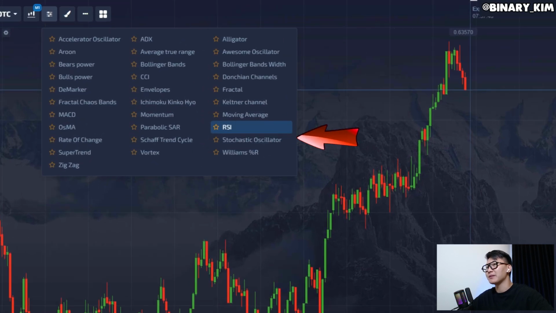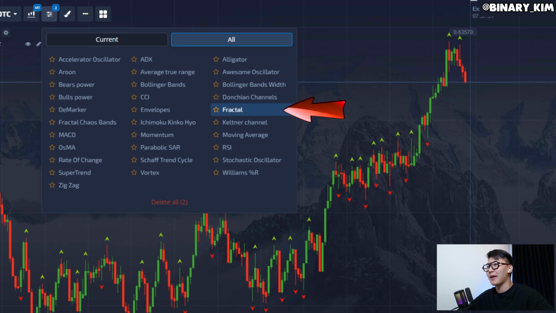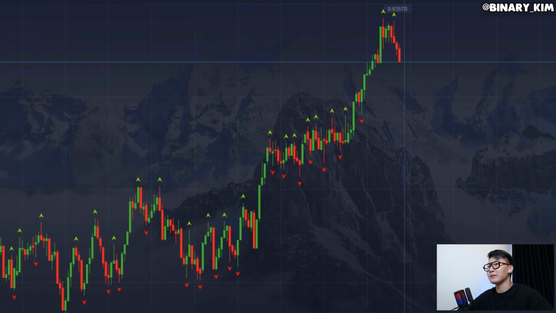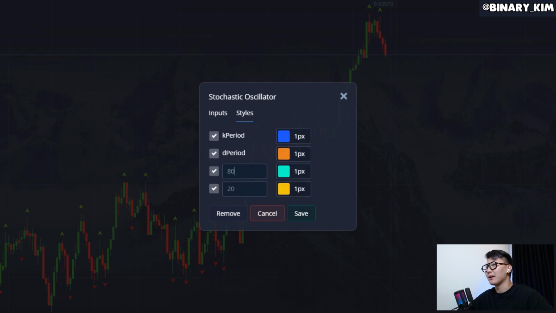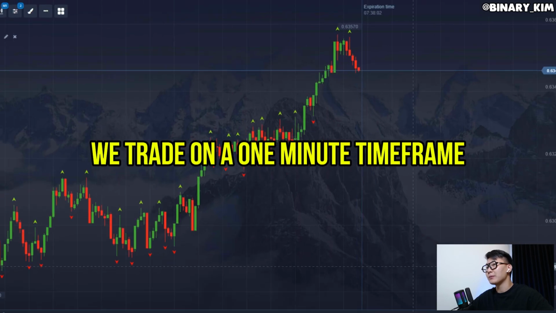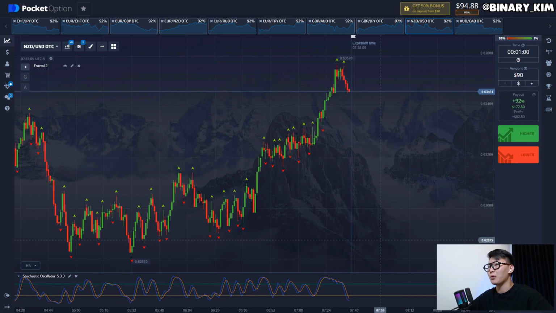Today's indicators are gonna be the stochastic and the fractal. Let's set the period to 5 and also set the overbought zone to 70 and oversold to 30. We trade on a 1 minute time frame as usual. The main signal for opening a position will be the crossing of the levels 70 and 30. These are the overbought and oversold zones, and the fractal is gonna show us updates of the local highs and local lows. Well, let's get started guys.